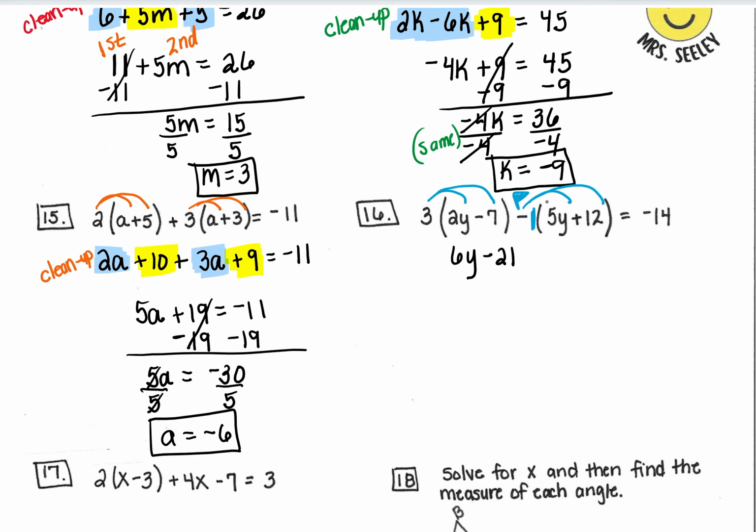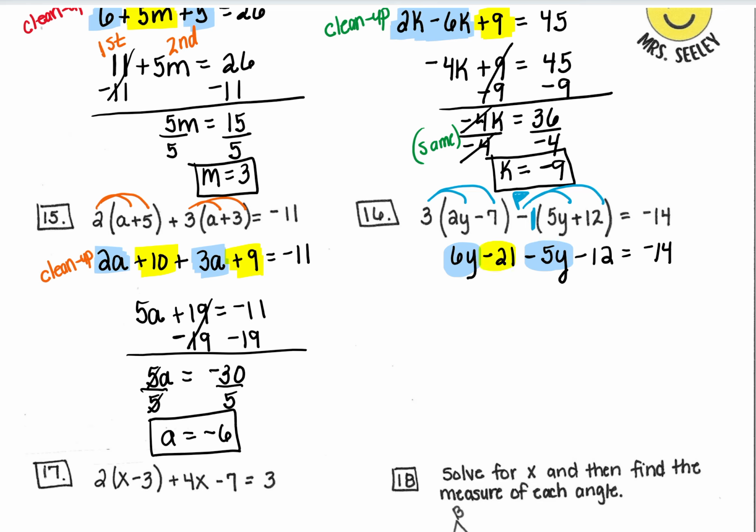Here you're negating that 5, or you can think negative 1 times 5, either way, but it's negative 5y. You are negating that 12 to make it negative 12, or you can think negative 1 times 12. It's whichever way your mind thinks about it. And bring down your negative 14. All right, let's collect some like terms. I got 6 of them and negative 5 of those.